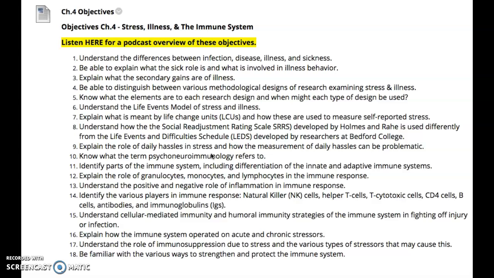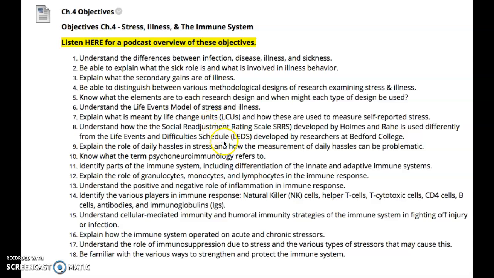And this question is actually tied to the discussion for this week, where you're going to be asked to come up with a research design for something. So pay particular attention to this one when you get to it in the reading. Know what the elements are to each research design and what each type of design might be used for. When would I use a correlational design? When would I use an experimental study? What would be the pros and cons of each?